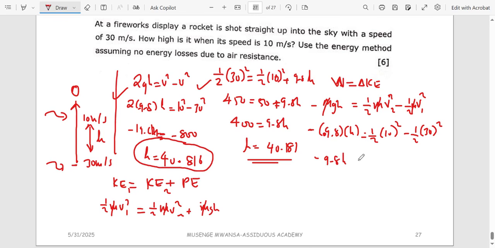So this is negative 9.8h being equal to 10 squared, which is 100, divided by 2, that's 50, minus 30 squared, which is 900, divided by 2, that's 450. So I've got 9.8h is equal to 50 minus 450, that's negative 400. H will still give you 40.81. It doesn't matter whether you use forces, conservation of energy, or the work energy theorem, the answer comes out the same.